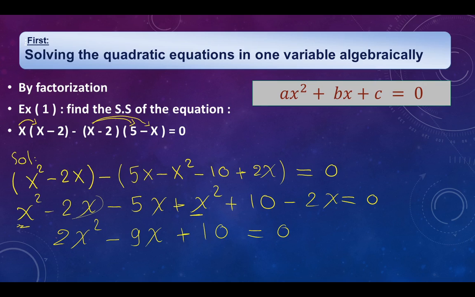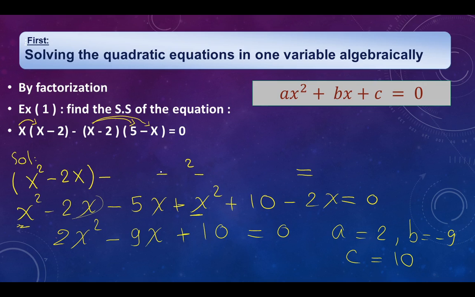Mode 5, 3, by using calculator. Mode 5, equation number 3, where a equals 2, b equals negative 9, c equals 10. Okay, put it in your calculator, then find the solution set as we will see in the PowerPoint. Okay, let's revise the steps again by using the PowerPoint quickly.